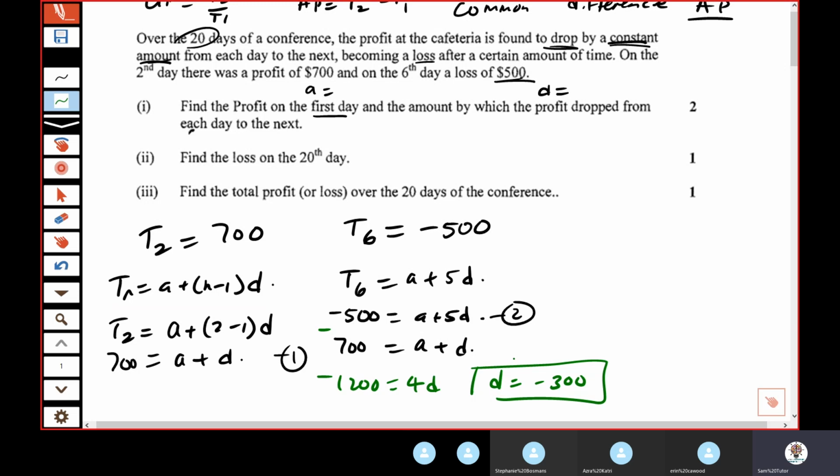And just making sure the math makes sense. You're losing $300 every day. And obviously, what does A equal to? A would be 1,000. You can sub it back into here, or again, you can just think of it logically. If on the second day you've got 700, that means on the first day it was 1,000.